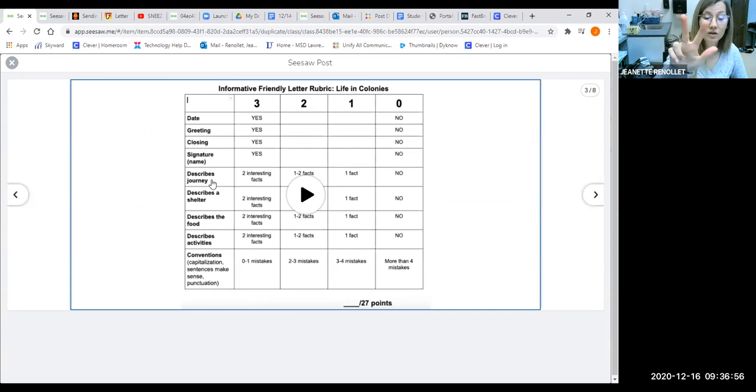You should describe the food. What types of food are we eating in the colonies? And you should describe the activities. What do the colonists do? How do they have fun? All of these are details you have found from our texts.